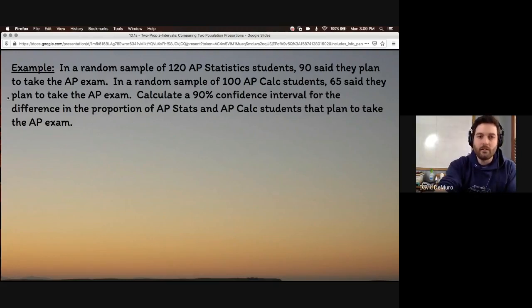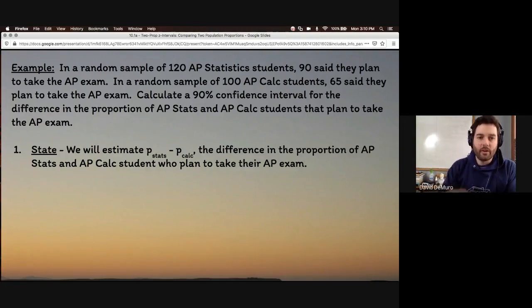In step 1, we would state what we're going to do. So write out your parameter in context. Our parameter here is not necessarily two different proportions, but the difference between the proportions. So we're really estimating p stats minus p calc. What that means is we're estimating the proportion of stats minus the proportion of calc students who plan to take the exam. It's the difference between the two.